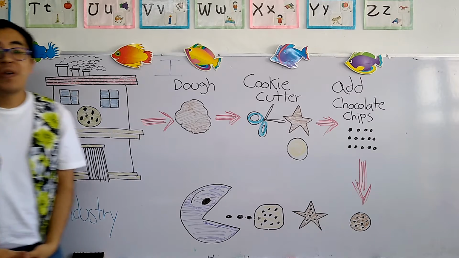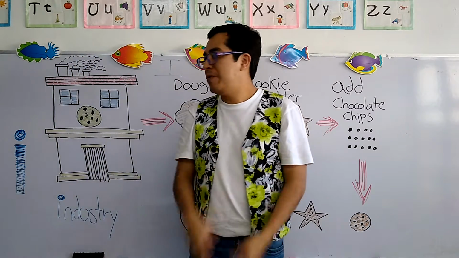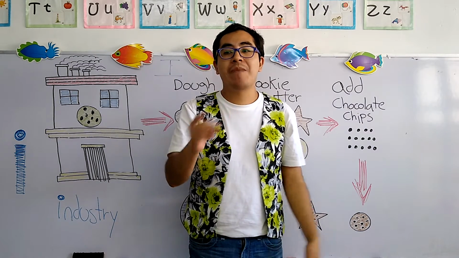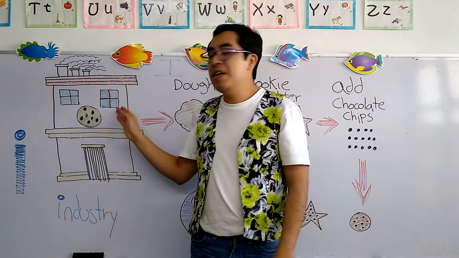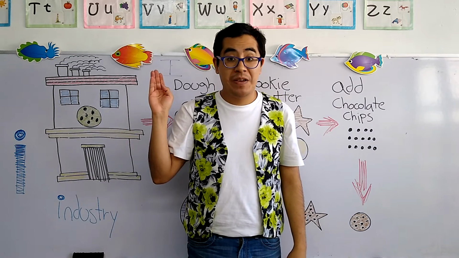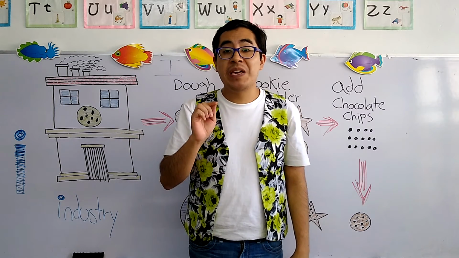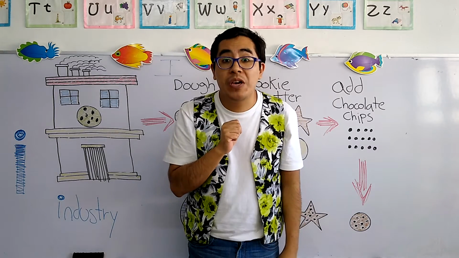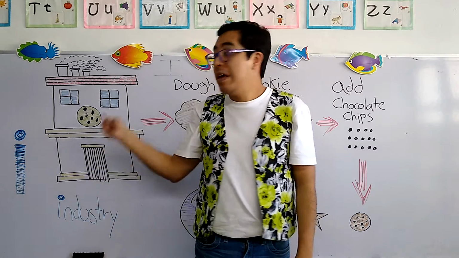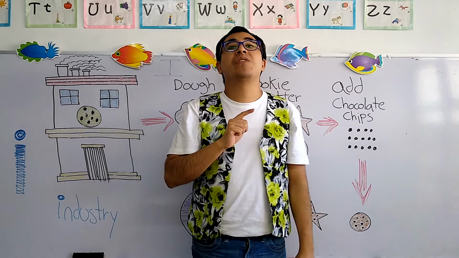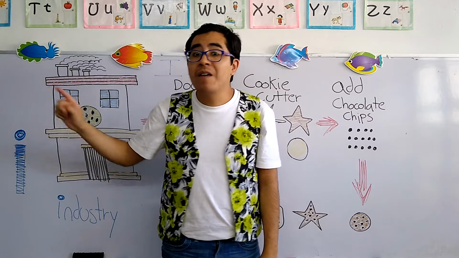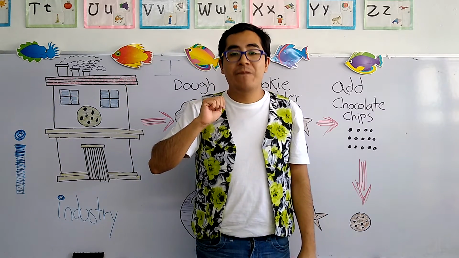Very good. So, please repeat after me, my children. Industry. One more time, a little bit louder. Industry. Very good. Remember, industry is the place where we hacemos de cookies, las galletas. And industry begins with the small i, okay? Small i for industry. Very good.